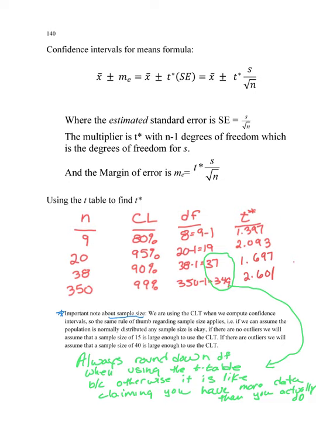If the population is normally distributed, any sample size is okay. If there are no outliers, then we can assume 15 is large enough. And if there are outliers, then we're going to need 40. So here, on these first couple examples, on this one, it would have to be from a normal population. And for these two, it would have to be no outliers in the sample.